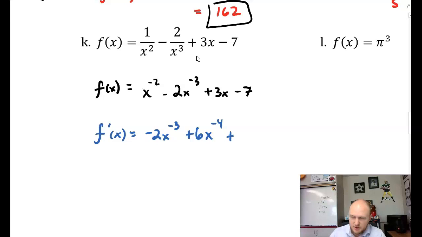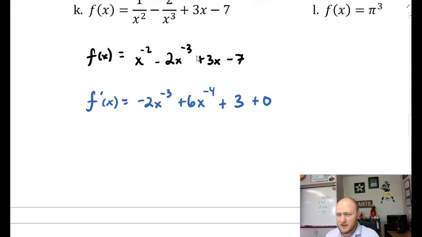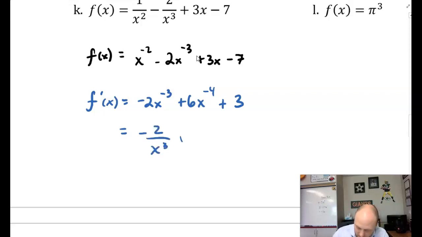Ooh. Derivative of 3x? 3. The derivative of -7, that's nothing, 0. I'll put nothing here if you want. The derivative of -7 is 0. Do I need that? I don't need that. I'm getting rid of it. Okay. And then I'm going to just clean this up. -2 over x cubed plus 6 over x to the 4th plus 3.